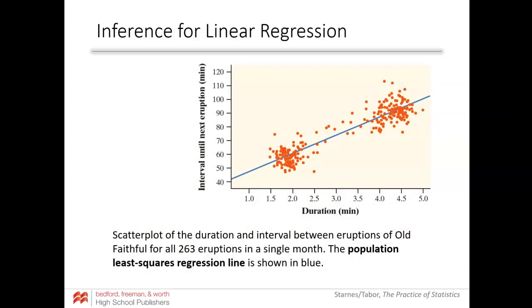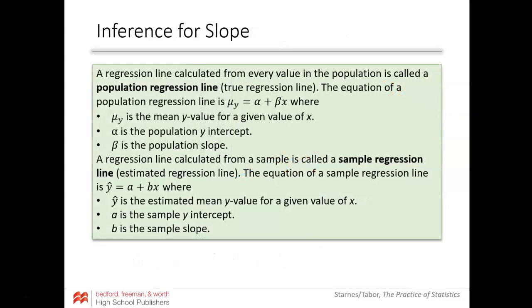So there's an example, and this is actually the same example that Mr. Starnes goes through on AP Classroom, and he builds the whole lesson this way. So if you're not liking what I'm throwing down, go ahead and watch those AP Classroom videos from Mr. Starnes. But this is the duration of time in between eruptions for Old Faithful. So this scatter plot would be 263 eruptions within a single month. And this is the population least squares regression line for that particular time. So it's all of the eruptions recorded.